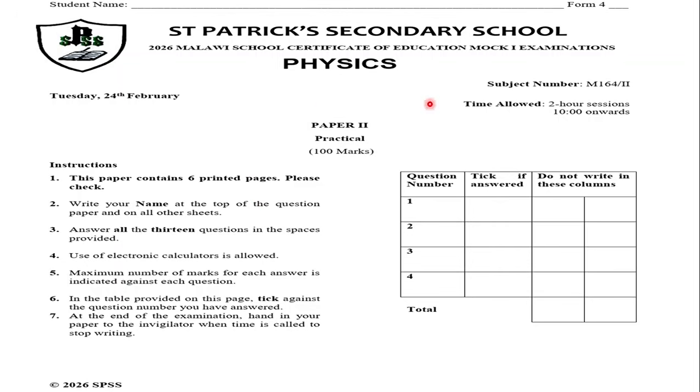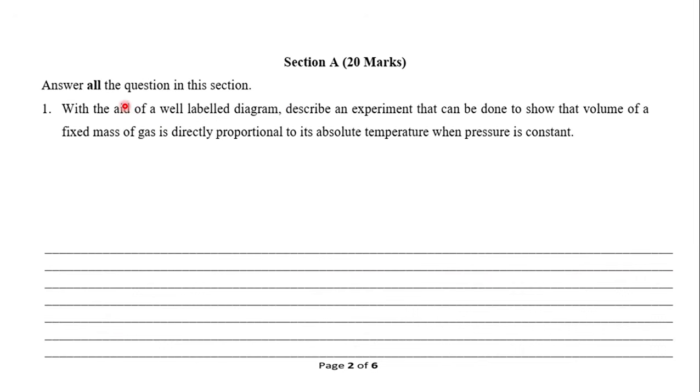Alright, so this is a paper from St. Patrick's. Question number 1 is saying, with the aid of a well-labeled diagram, describe an experiment that can be done to show that volume of a fixed mass of gas is directly proportional to its absolute temperature. This is another gas law, very important. So can you answer this question and share with me the answers to it?